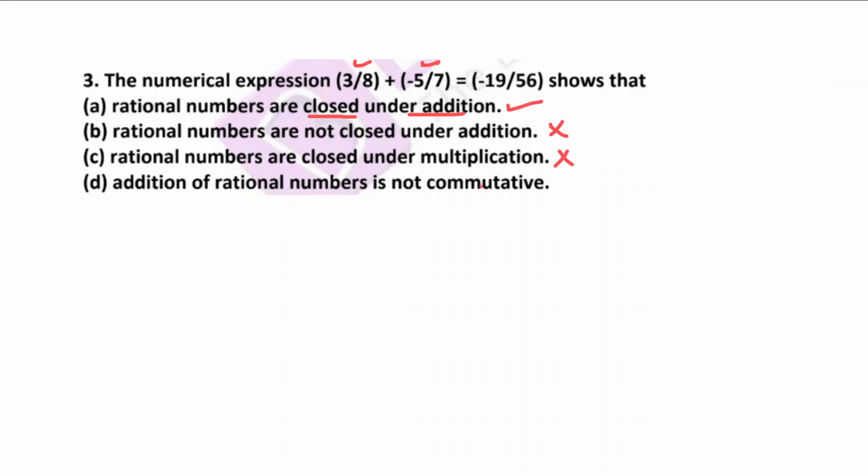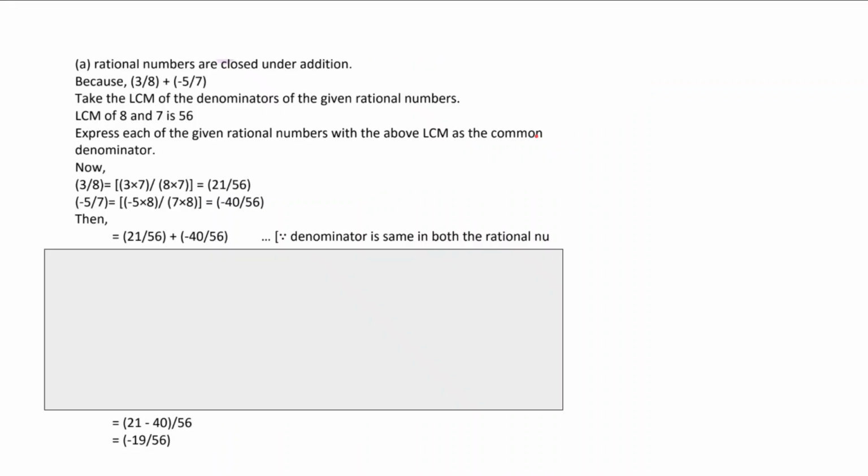Addition of rational numbers is not commutative. No, this is not about commutative. Commutative means A plus B should be equal to B plus A. We are not talking about that here, because only on the left hand side we have an addition sign. On the right hand side there is no addition sign. So this option is also not correct. So option A is the right option.